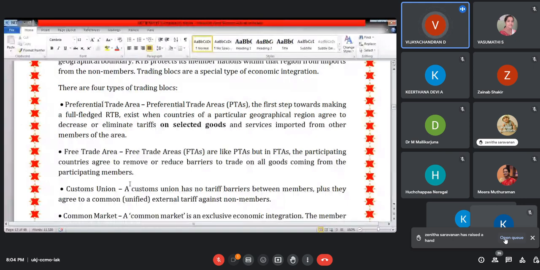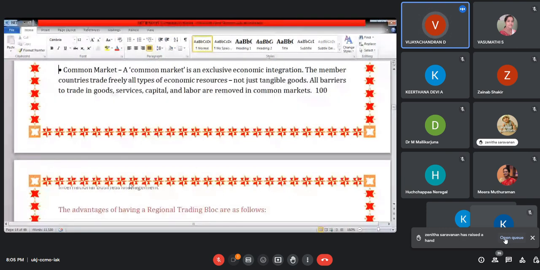Say for example, crude oil or handlooms or electronics or drug items, certain specific commodities only, they will freeze the restriction. Whereas in the case of a free trade zone, this is the reverse of PTA. In the case of FTA, a complete freeness will be there. A complete freedom of trade will be there. So that is FTA.